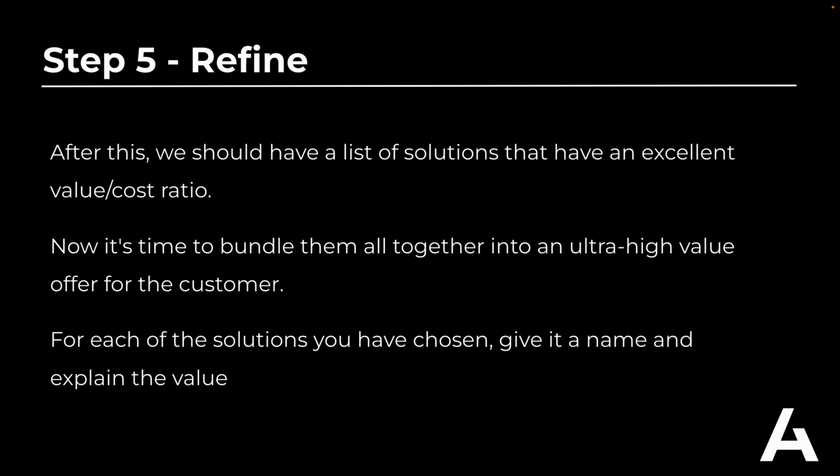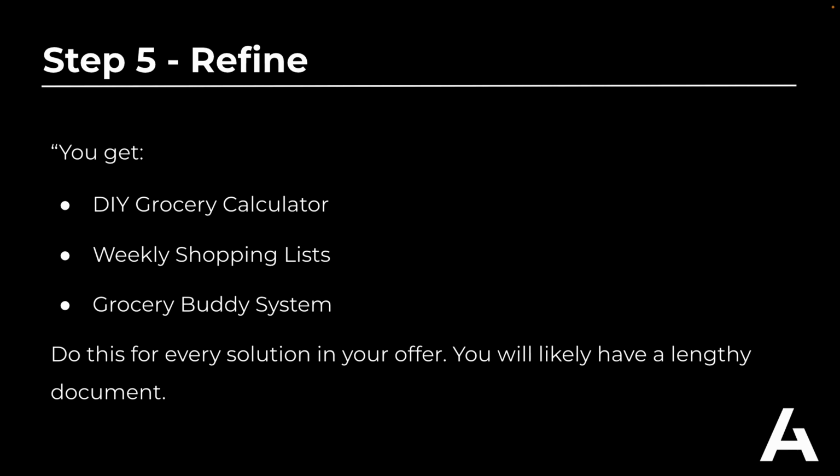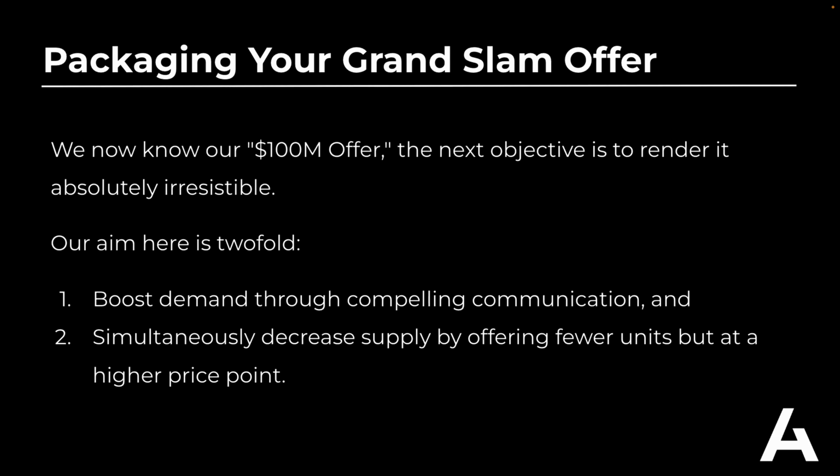Okay, so let's get into an example. The Foolproof Healthy Grocery System, which saves you hundreds of hours per month on food and time and takes the difficult decisions out of your hands. There's $1,000 worth of value for what it costs. Then you want to elaborate further. You get a do-it-yourself grocery calculator, weekly shopping lists, grocery buddy system. Do this for every single solution in your offer and you will likely have a lengthy document. Packaging your Grand Slam offer.